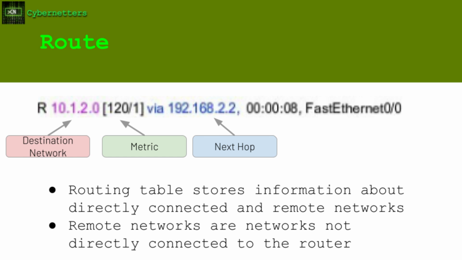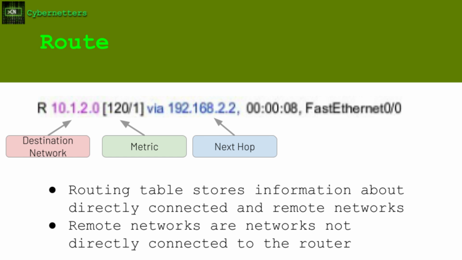And then you have the metric, which is green, which is the value that helps determine the best route when multiple paths exist. So a lower metric means a better route. So for example, 120/1 means a metric of 1, which is low, which means this route is preferred.